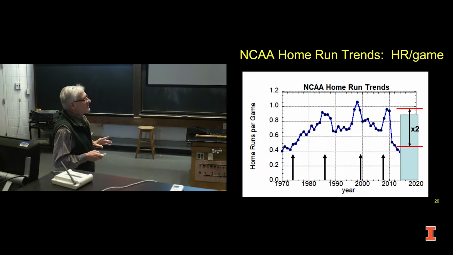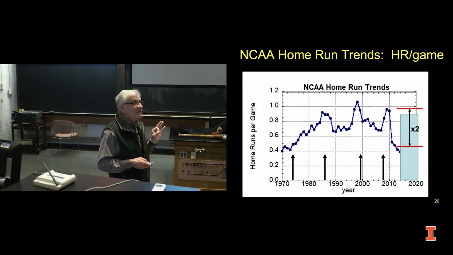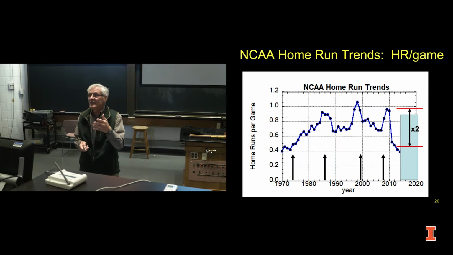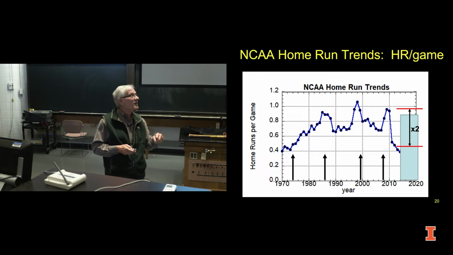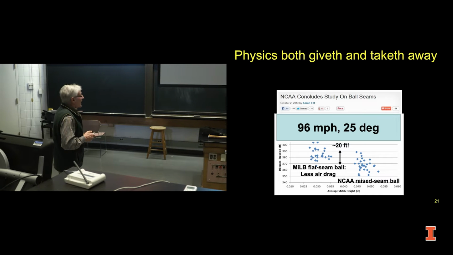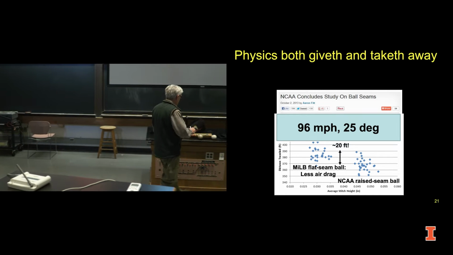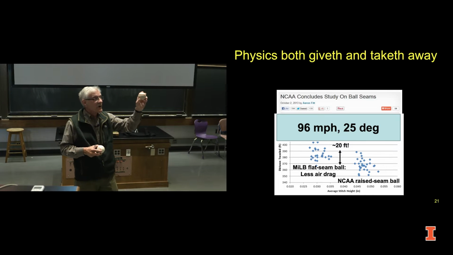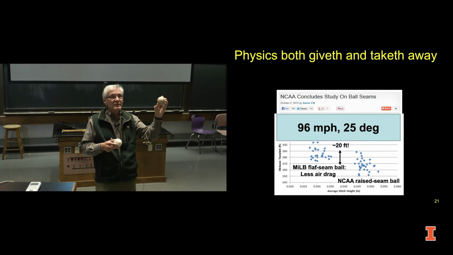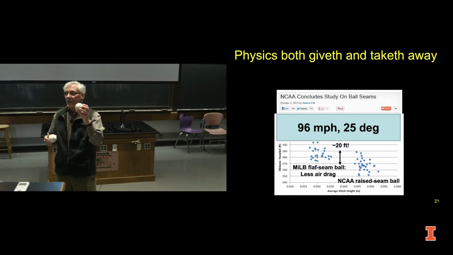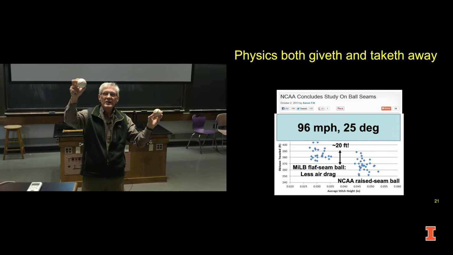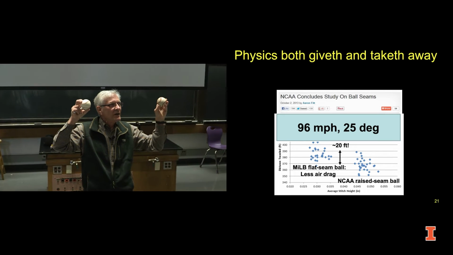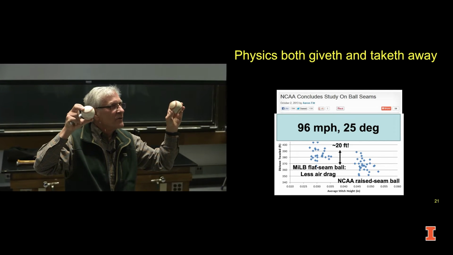So NCAA decided to do something a little different to get back some of those home runs. They already messed with the bat, so they decided, let's instead mess with the ball. So what did they do? So this is neat. The previous NCAA baseball in that era had raised seams on it, okay? In fact, and this is a Major League Baseball, and you don't have to look at it. You could just feel that the seams are very, very different.